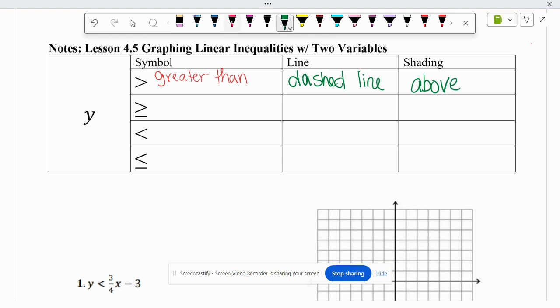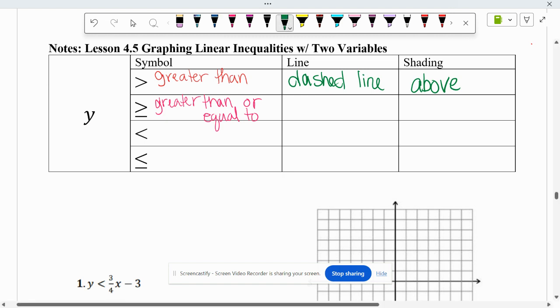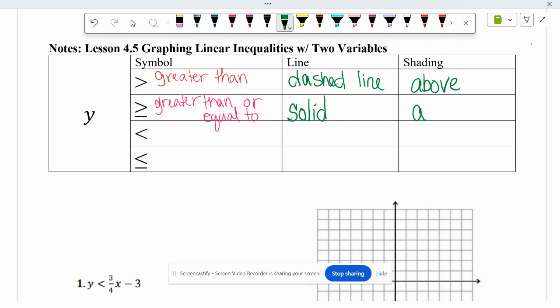Okay, let's look at our next one. This is greater than or equal to. This is not going to be a dashed line because it includes everything on the line. So this line is going to be solid. But we're still going to shade above.